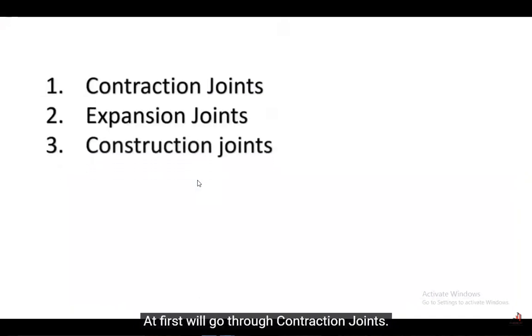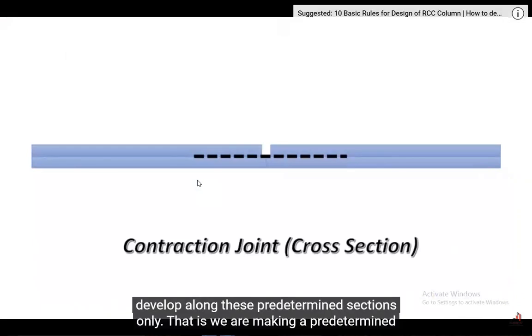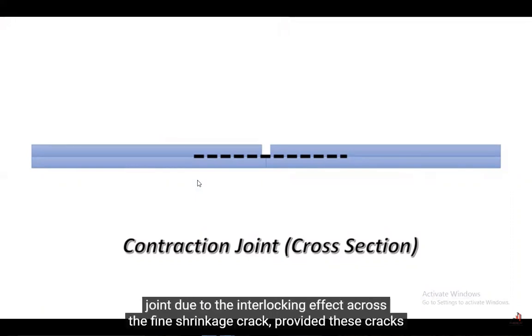At first we will go through contraction joints. These joints are provided at maximum of 4 meter intervals so that the shrinkage cracks develop along the predetermined sections only. That is, we are making a predetermined weakened plane. A considerable part of the load will get transferred across the contraction joint due to the interlocking effect across the fine shrinkage crack, provided these cracks do not get widened in due course.